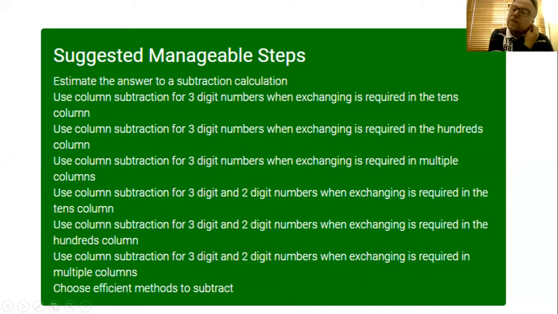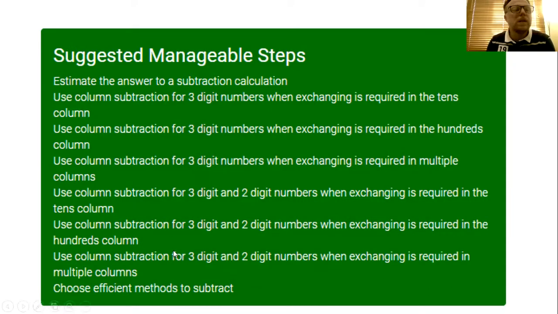So these are the learning objectives we're going to hopefully be meeting this week. By the end of the week, we're hopefully going to be able to subtract two 3-digit and 2-digit numbers from each other when exchanging is required in multiple columns. We've come across that word before, in addition, haven't we? And choose efficient methods of subtraction, which columns is efficient in most questions. Not always the best for money because there's too many zeros involved. We'll come on to that later in the term when we start doing some money work.